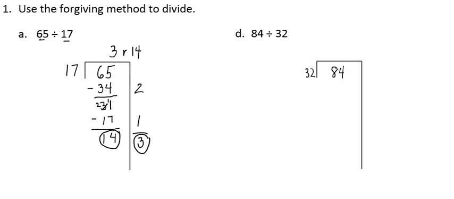Now, some students might be able to handle some greater mental math here, and they might see that they could immediately take 2 groups of 32 out of 84. So we'll mark that we're taking 2 groups of 32 out. 2 times 32 is 64. We subtract and we get that remainder of 20. The quotient is 2, remainder 20.